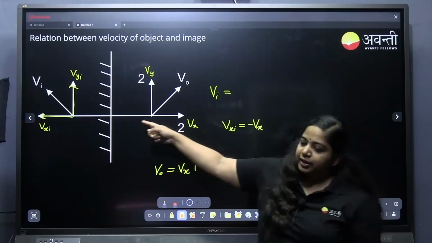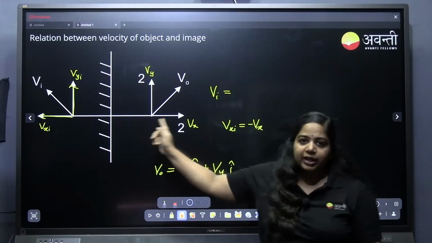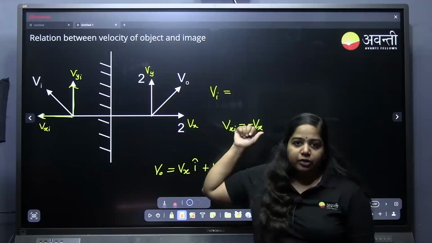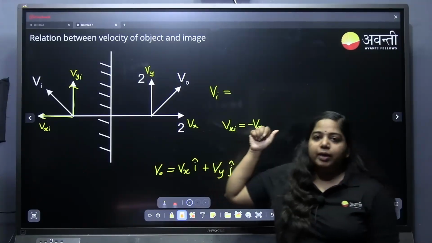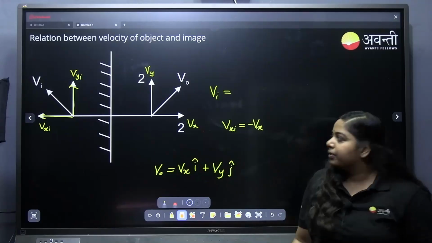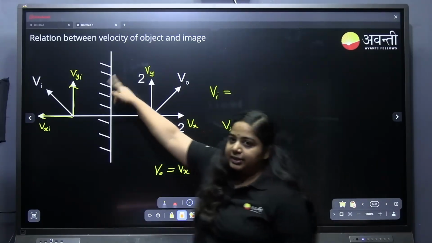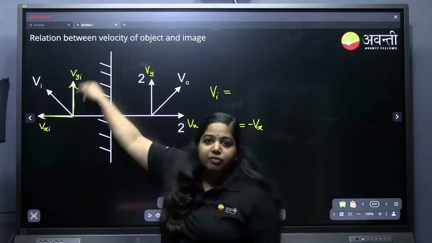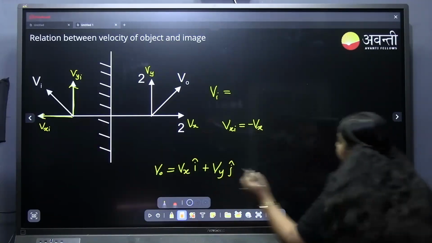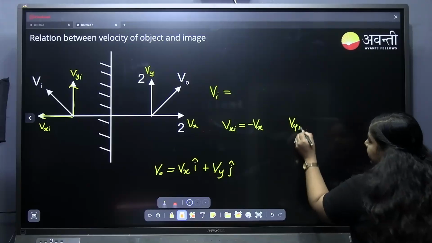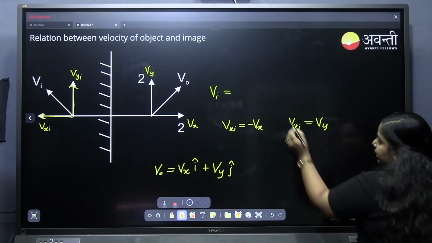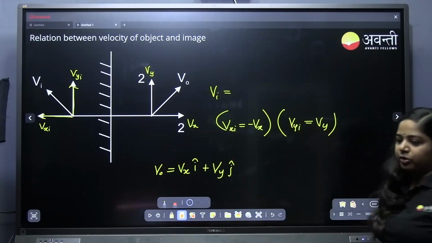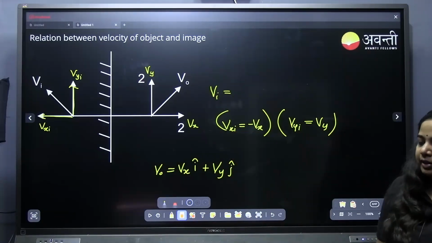Velocity of the image will move opposite to the x direction if the object is moving in the x direction, but its speed will be same. If you are taking the y direction, since you can see direction will be same in y direction, so we can say Vyi is equal to Vy. No change in direction also. Here change in direction, therefore minus sign. Is it clear?